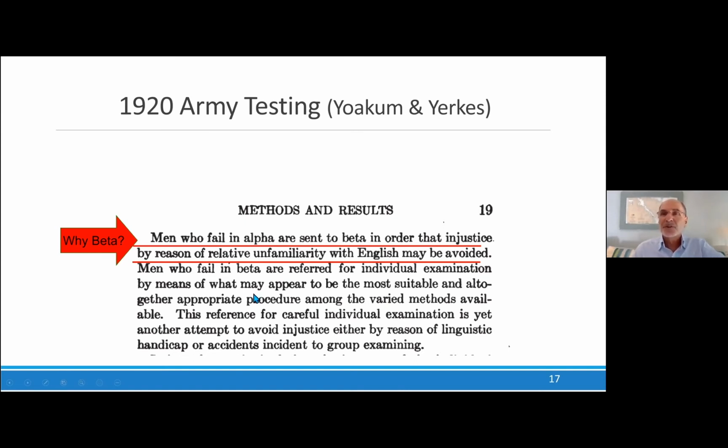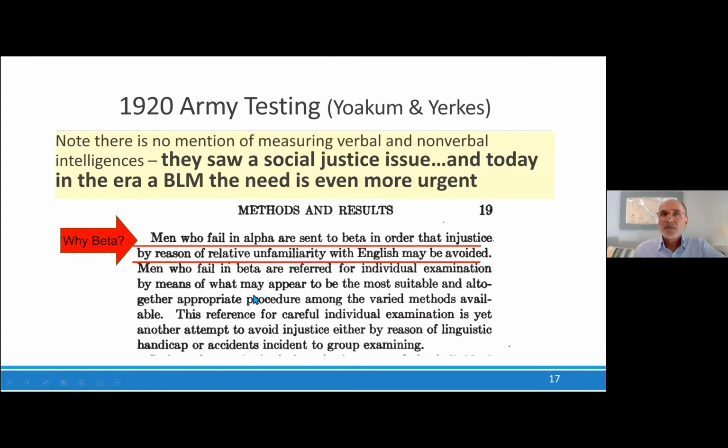There's no talk about measuring verbal intelligence or nonverbal intelligence. They really saw the nonverbal test as a way of managing this social justice issue. And especially in our world today, with all the stuff that's going on with Black Lives Matter and all the social upheaval about fairness for everyone, this is something we need to pay more attention to. We were told this 100 years ago, but I never learned it in any of my training programs.